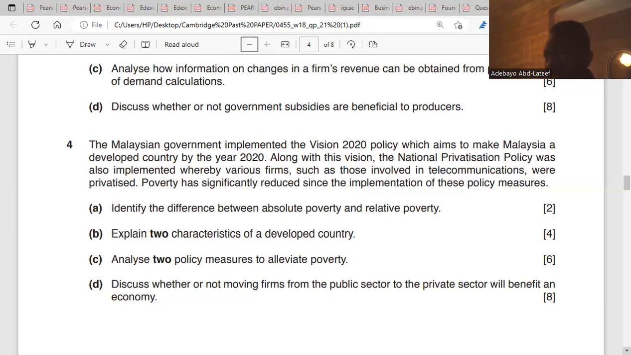B, explain 2 characteristics of a developed country. A developed country is a country that has a high GDP per capita. It means that the GDP divided by the population gives you a high rate of income. A country that has high literacy rates will be considered a developed economy. A country with the highest population in the tertiary sector of the economy will be considered a developed economy. A country that has a high employment rate will be considered a developed economy. Any question about that?